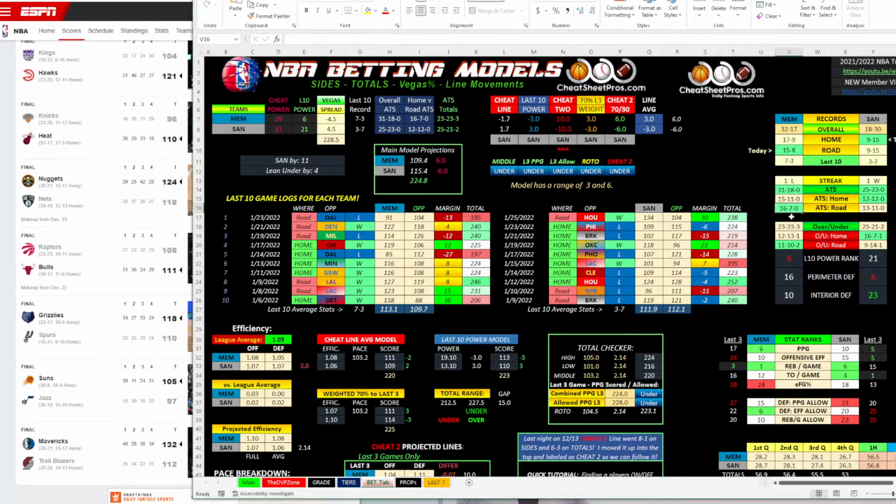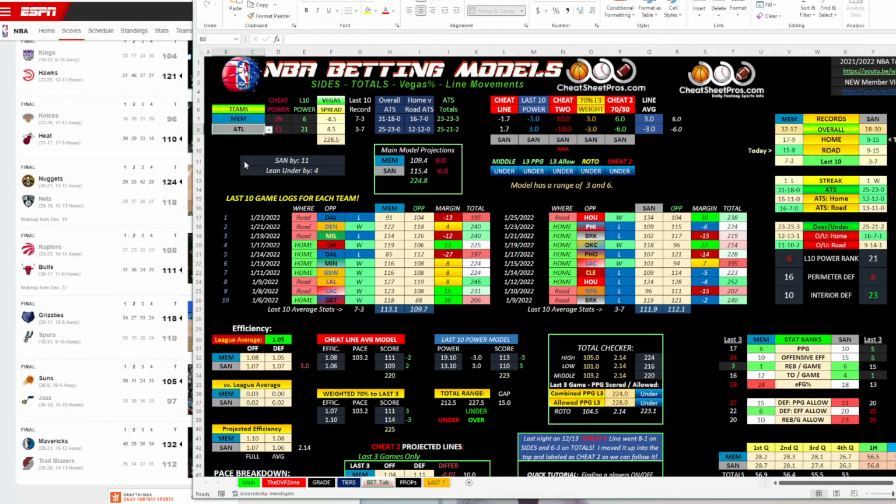Me personally, I always ride Memphis and Charlotte if I don't have anything else I like. And looking at the last 10 power rankings, we have 6 versus 21, so that's something to kind of keep an eye on. But let's go ahead and go down and take a look at the next game.